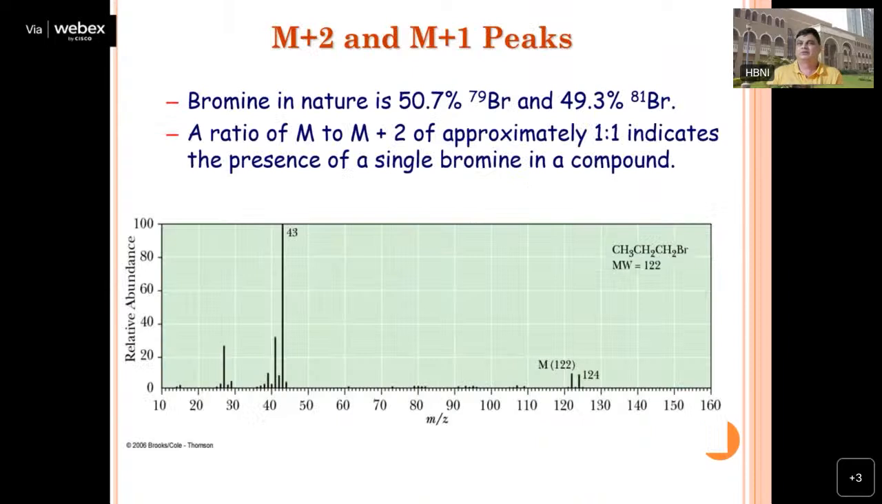Similarly, we have bromine, as in propyl bromide. Bromine has two isotopes, 79 and 81, and a ratio of 1:1 indicates only a single bromine in the compound. That's how we come to know it is propyl bromide. So that's how mass spectrometry is used for elucidation of structures.